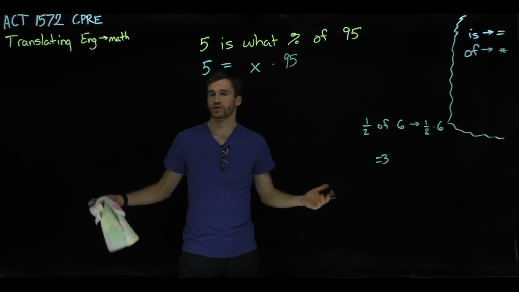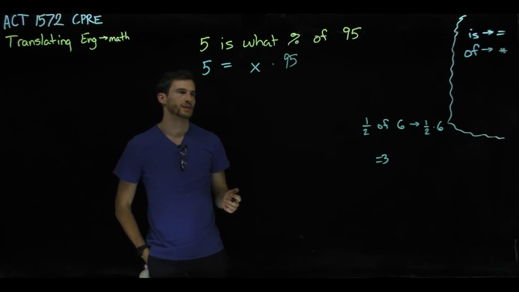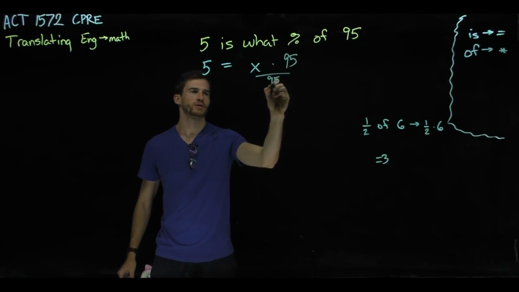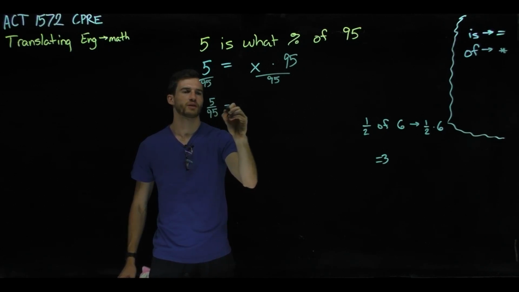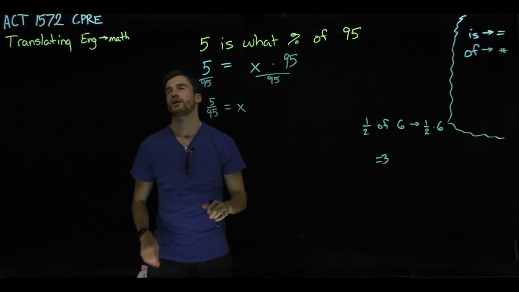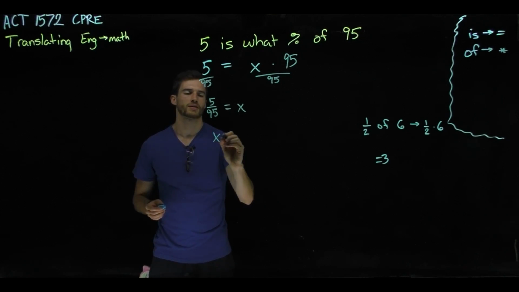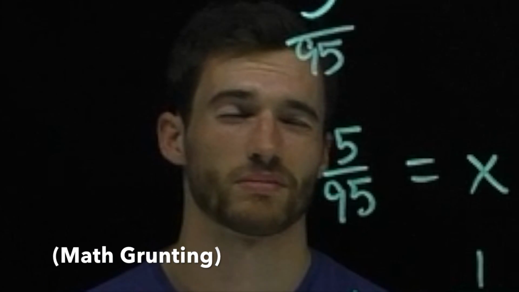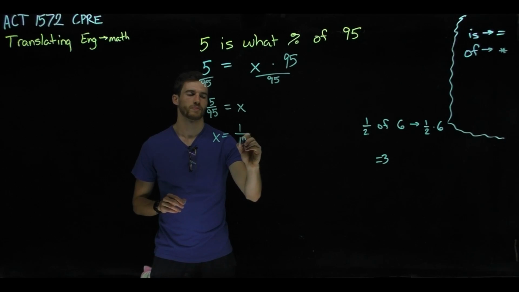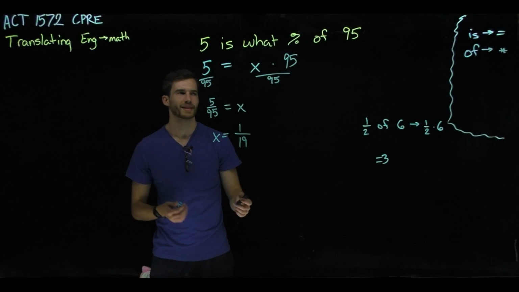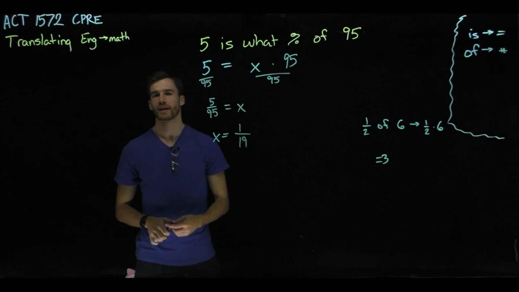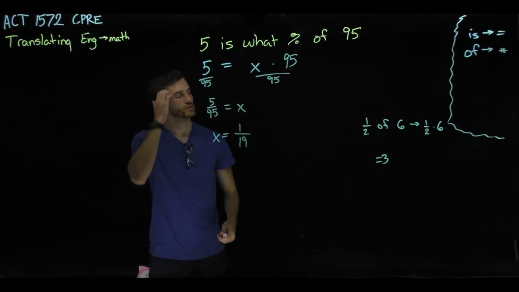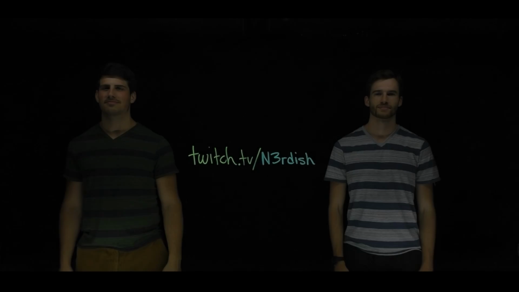Now we isolate x. We're done. We've done the hard part. Let's isolate x, which means we're going to divide by 95 on both sides. And we get 5 over 95 equals x. 5 over 95. Let's simplify that. So we have x equals 1 over 19. So 1/19. Whatever percent that is would be the percent of this. How do you find the percent? Do it in your calculator. They probably wouldn't have you do this on the non-calculator section of the SAT.